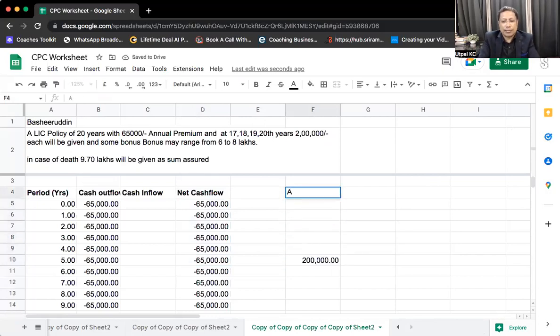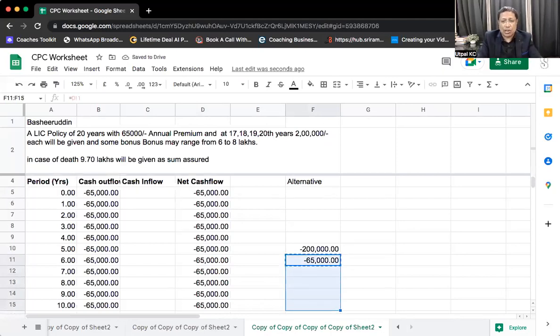Now, the alternative. You'll be getting 2 lakhs. This 2 lakhs you will be investing. Everybody, please look at how to do this calculation. Normally I teach this only to the advanced level students, but since this has come up, I am telling you how to do this calculation.